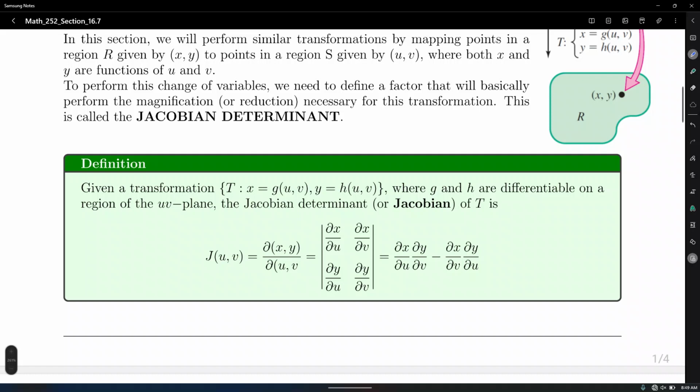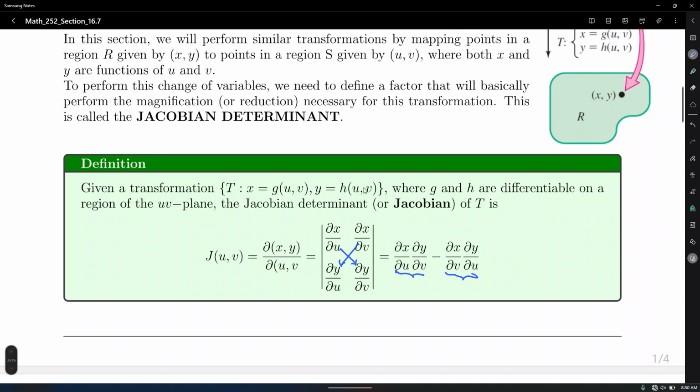You might remember how we evaluate a 2x2 determinant. That's the product of the elements along the main diagonal, minus the product of the elements along the secondary diagonal. But what is this Jacobian determinant?